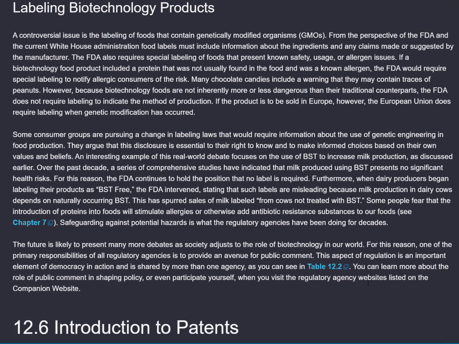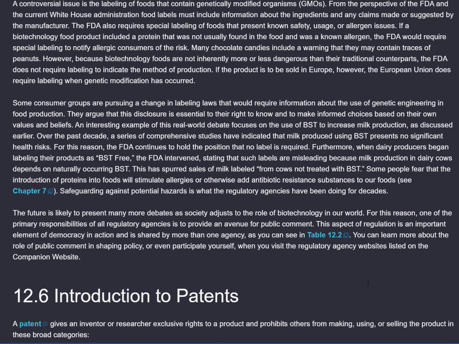Labeling biotechnology products. A controversial issue is the labeling of foods that contain genetically modified organisms, GMOs. From the perspective of the FDA and the current White House administration, food labels must include information about the ingredients and any claims made or suggested by the manufacturer. The FDA also requires special labeling of foods that present known safety, usage, or allergen issues. If a biotechnology food product included a protein that was not usually found in the food and was a known allergen, the FDA would require special labeling to notify allergic consumers of the risk.